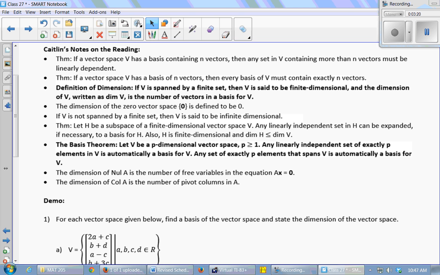And then the dimension of the null space is the number of free variables in the equation AX equals 0, and the dimension of the column space is the number of pivot columns in A.